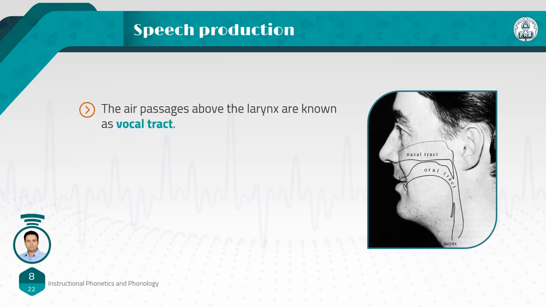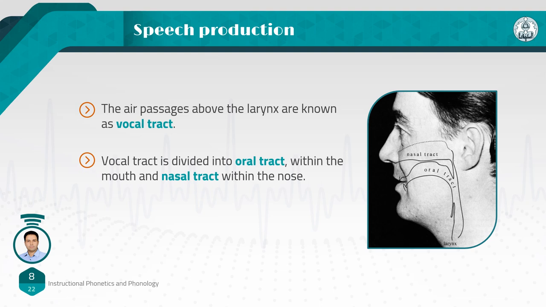The air passages above the larynx are known as the vocal tract. The vocal tract is divided into the oral tract within the mouth and the nasal tract within the nose. This picture shows their location within the head. Actually, this is Peter Ladefoged's head in the photograph. The shape of the vocal tract is a very important factor in the production of speech.